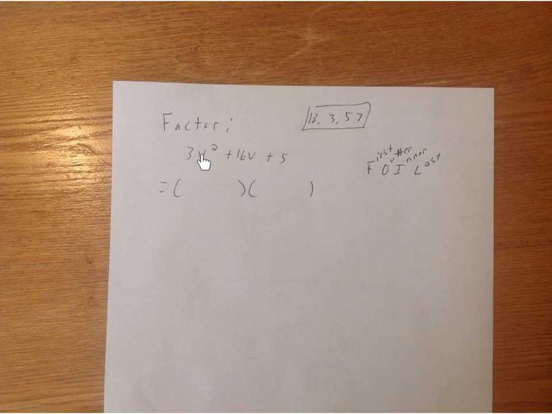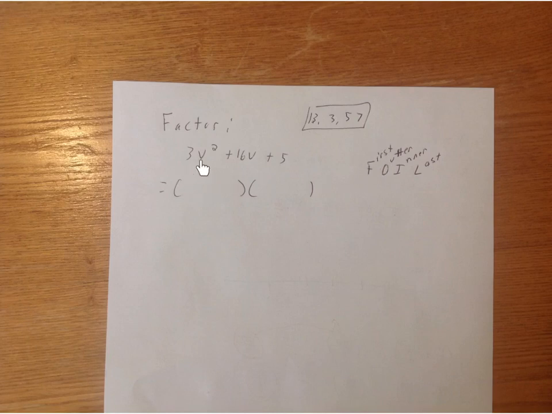So factoring is the opposite of multiplying. When you're multiplying two binomials, there's something called the FOIL method. It's a shortcut to using the distributive property. You multiply: F stands for first, O for outer, inner, and last. And so you want to reverse the process.